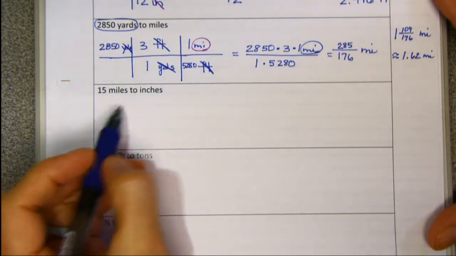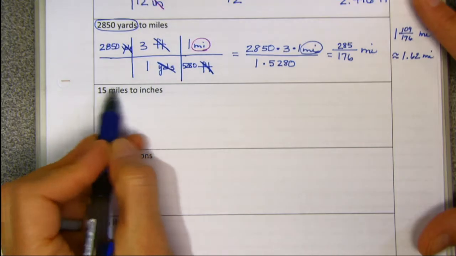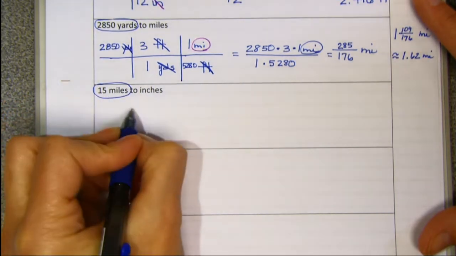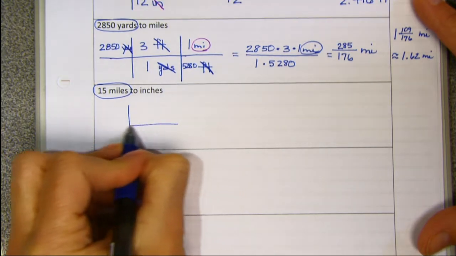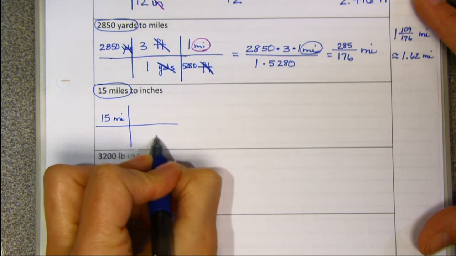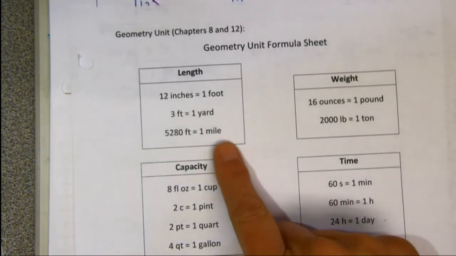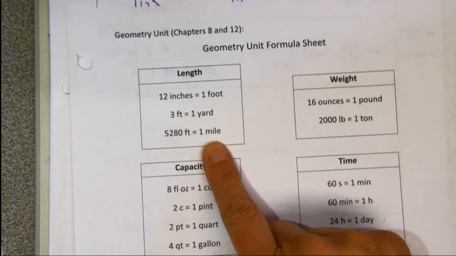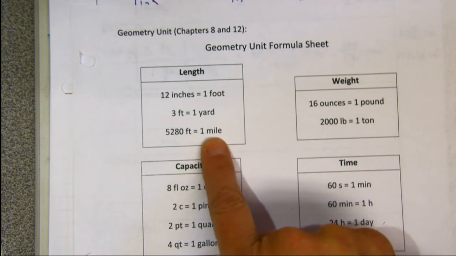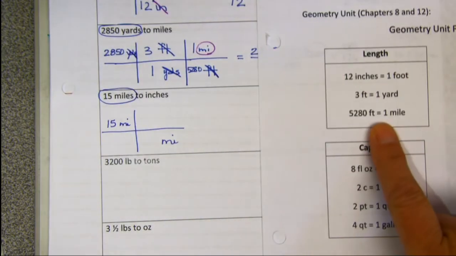All right, now we're going to go from 15 miles, so that's a long distance. If you ran 15 miles, we want to know how many inches that is. All right, so that's what I start with, is 15 miles. And since I have miles, I know miles will go on the bottom. So I'm going to come over here. Now, I don't have a unit conversion to get me from miles to inches. So the only one I have is this miles to feet. So I'm going to start there.